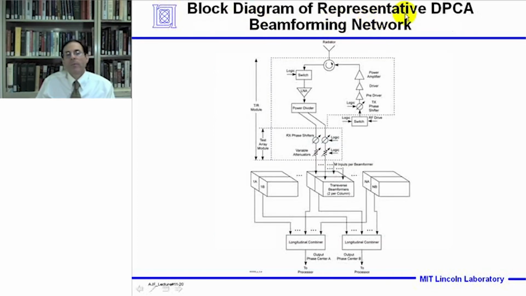Here's a block diagram of a representative DPCA beamforming network. The actual test array included just phase shifters and variable attenuators to move the phase centers. But in a real radar system, there would be power amplifiers for transmit and low noise amplifiers for receive. But what we do in the test array is we have the monopole receive elements. We go through a two-way power splitter, and then a phase shifter for each phase center and a variable attenuator for each phase center. And so there are two outputs from this array, phase center A and B.